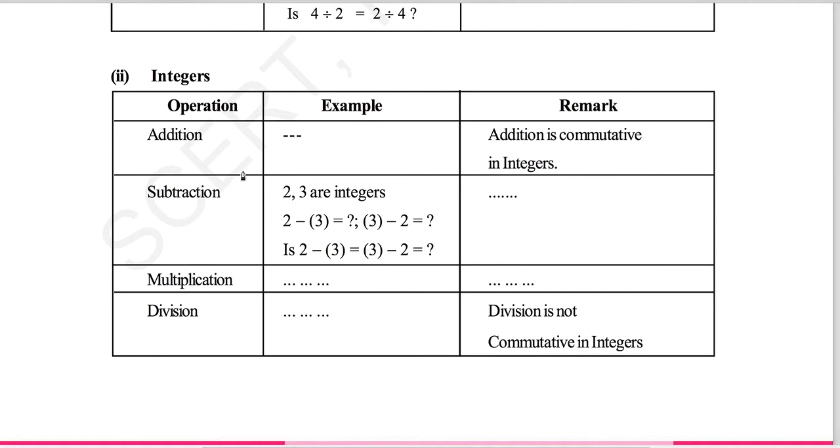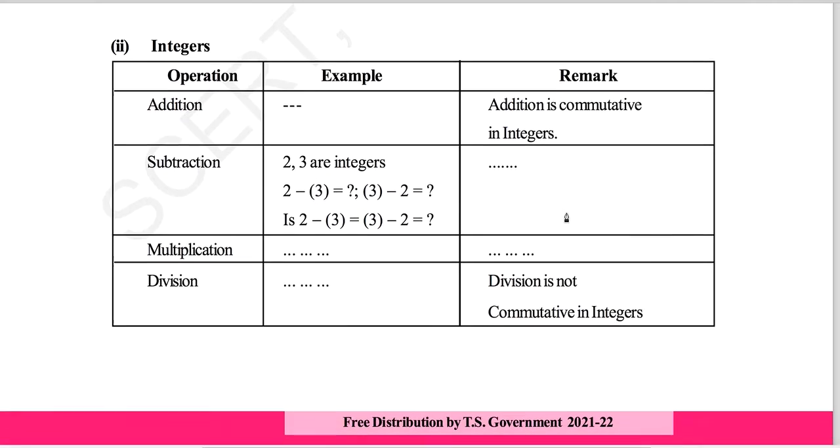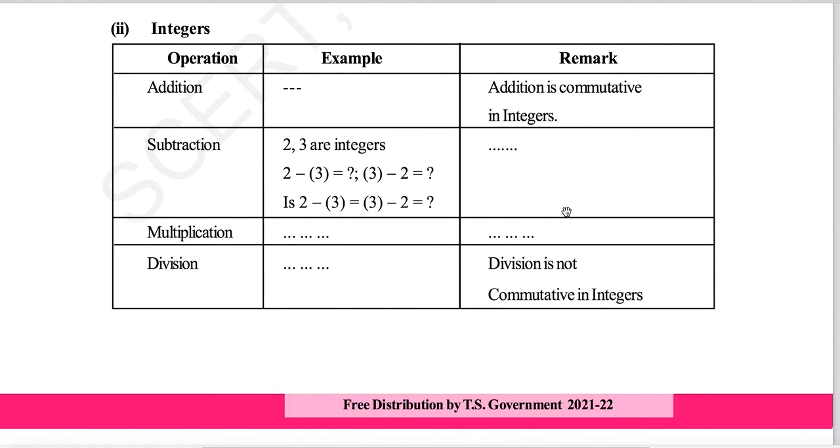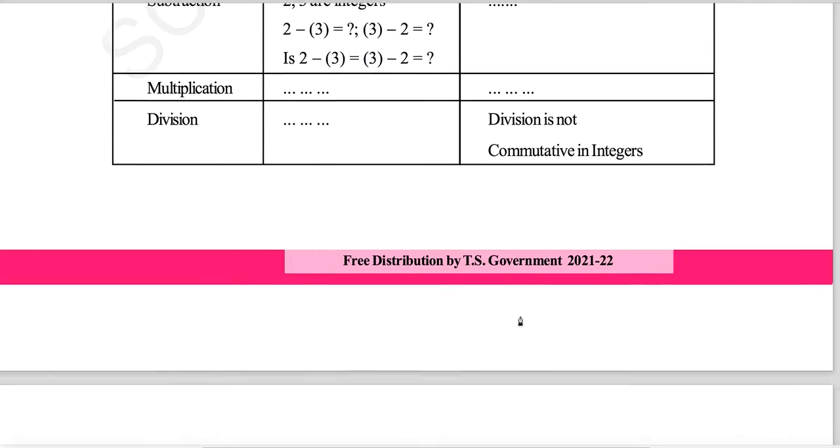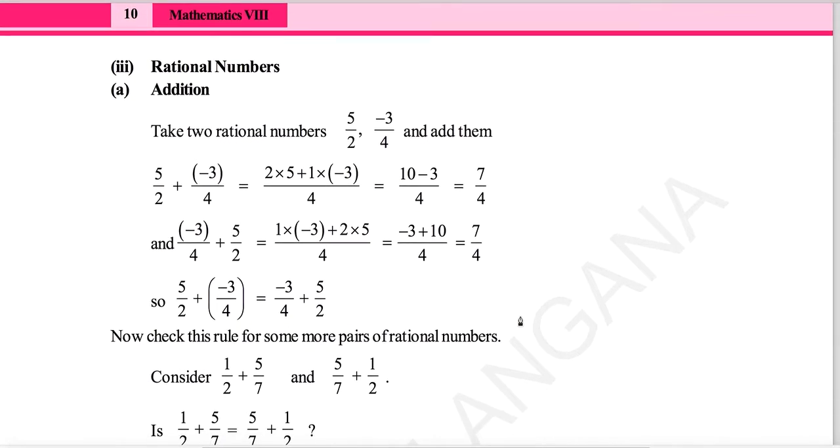Integers. Addition is commutative in integers. Subtraction is not commutative. Multiplication is commutative. Division is not commutative in integers. You can give any example.